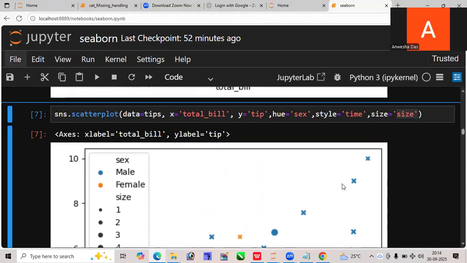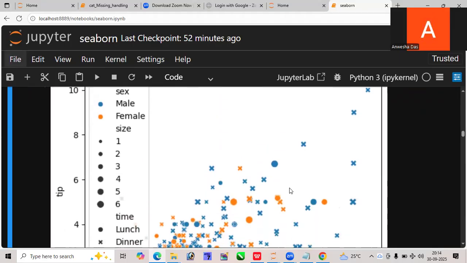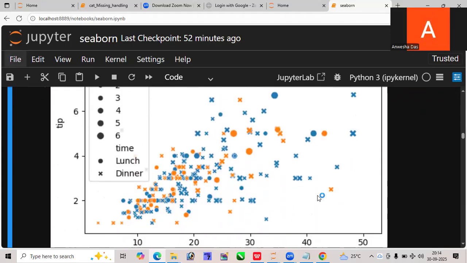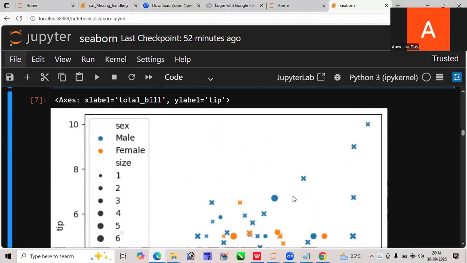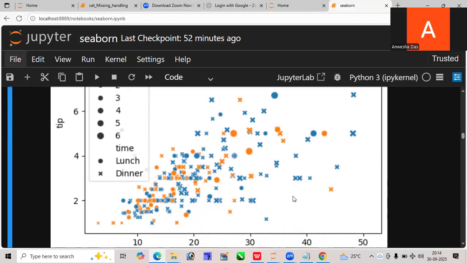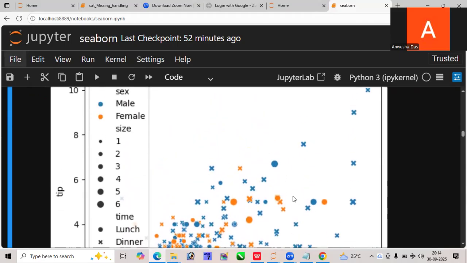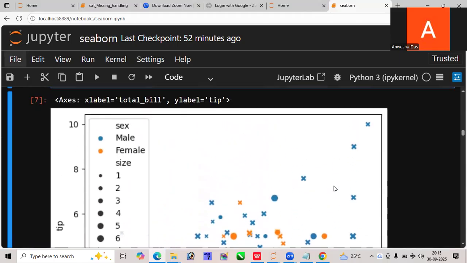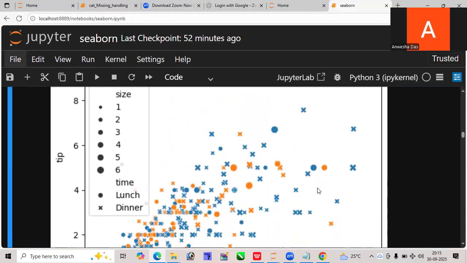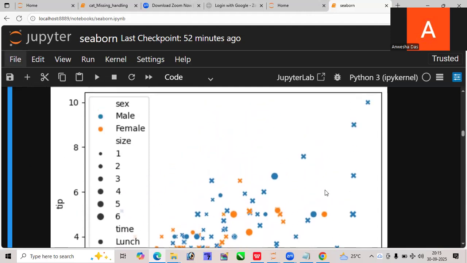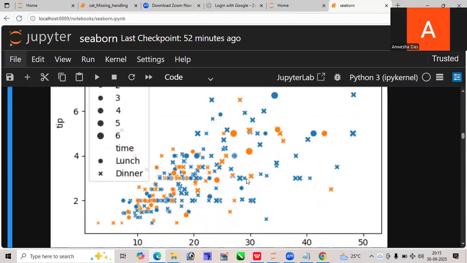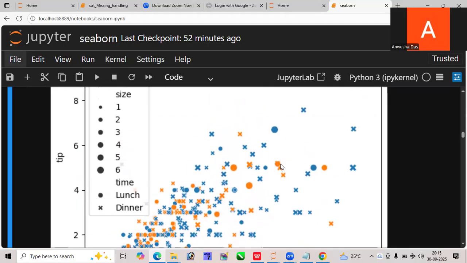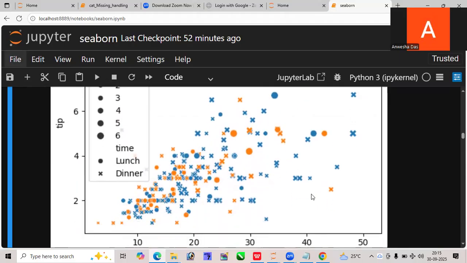And see here in this data, the male gave good tips, as well as the male went with more people. See here, compared to the female, the male went with more people.